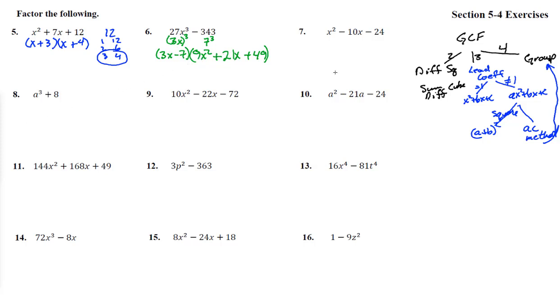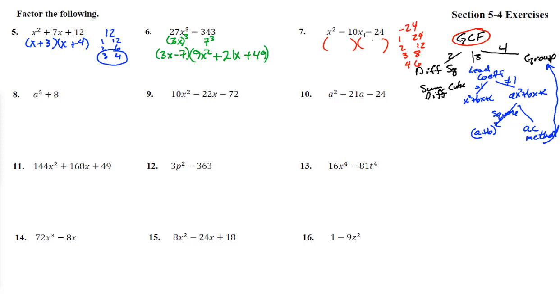All right, number 7. Is there a greatest common factor? I'm going to highlight that just a little bit more. Do we have a greatest common factor? We don't. How many terms? 3. The leading coefficient is equal to 1, so this is going to be a short one, with a negative 24 out here. We could have a 1 and a 24, a 2 and a 12, a 3 and an 8, or a 4 and a 6.